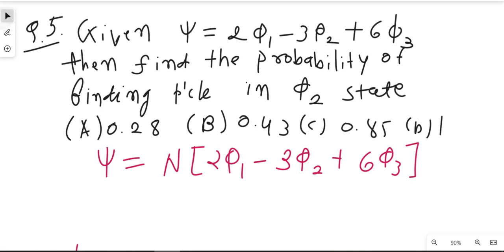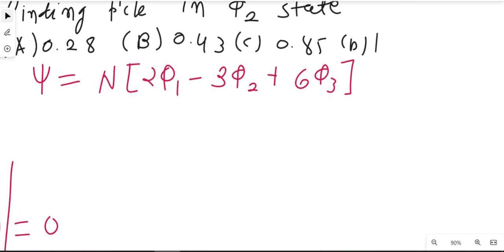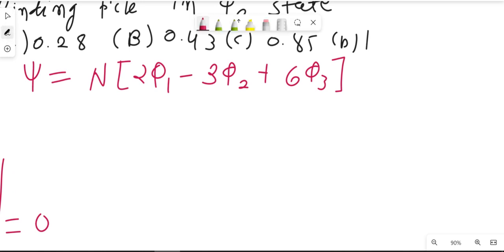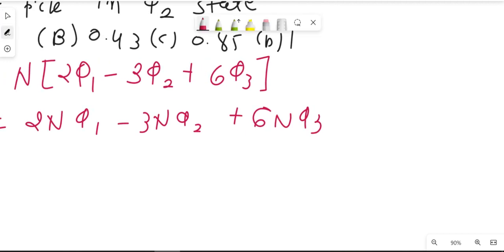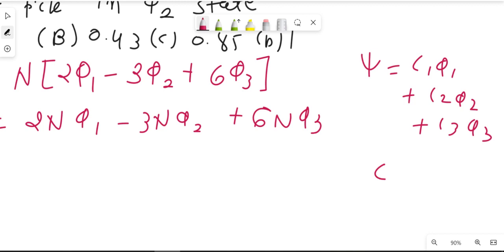Then what we do, we put the normalization condition and find this N. So first of all multiply N inside, so it will be 2N phi 1 minus 3N phi 2 plus 6N phi 3. The normalization condition generally says, suppose I have a wave function like psi is equal to c1 phi 1 plus c2 phi 2 plus c3 phi 3, then the normalization condition says that c1 square plus c2 square plus c3 square must equal 1.